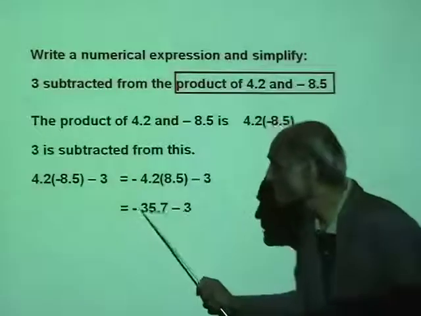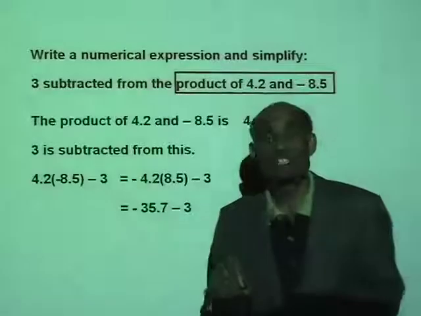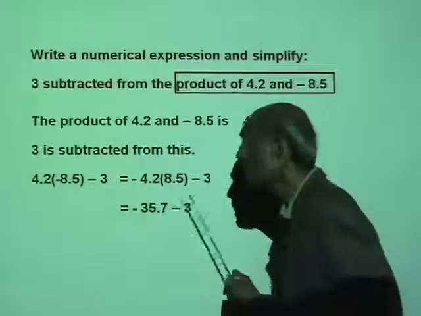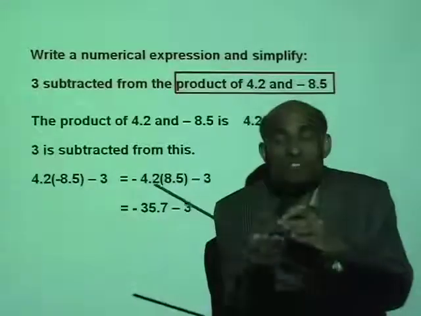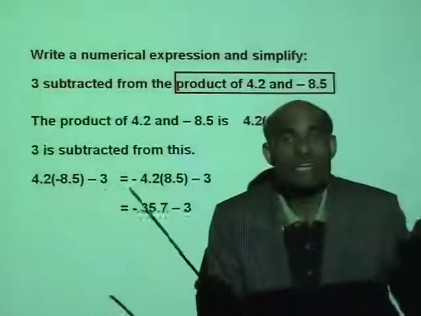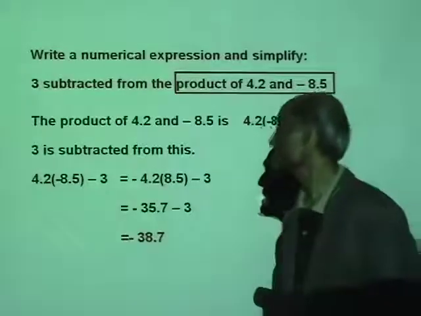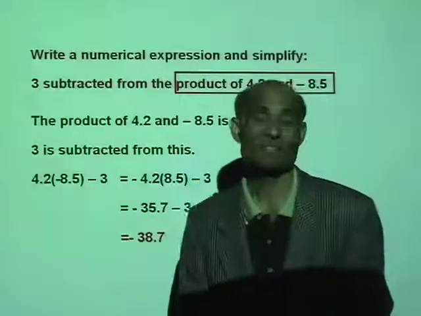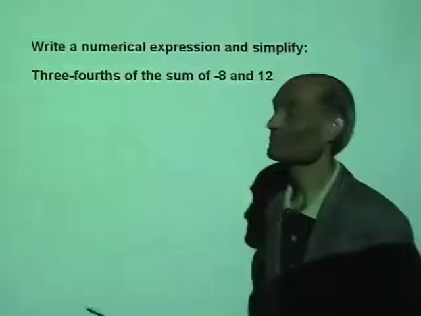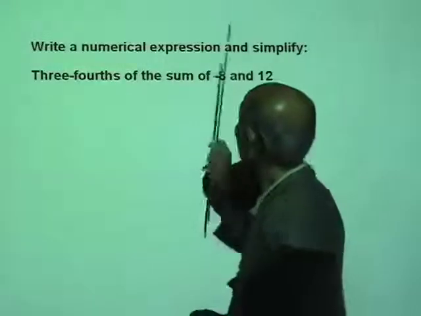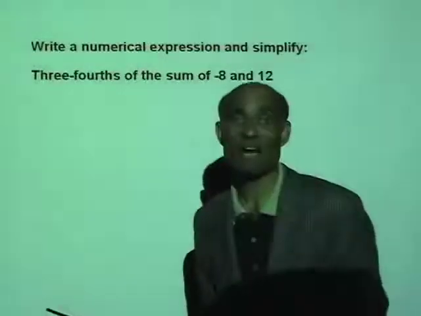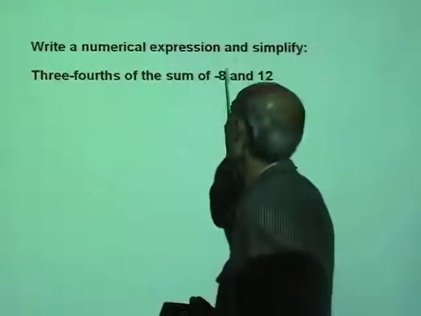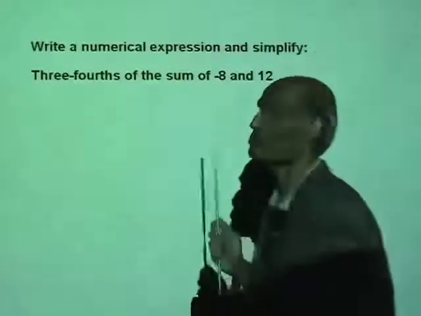Alright, how many of you can get that result done? Negative 35.7 minus 3. Since both are negative, add the two numbers and use the negative sign. That will be negative 38.7. Alright? Okay, another one. Write a numerical expression and simplify. 3/4 of the sum of negative 8 and 12.